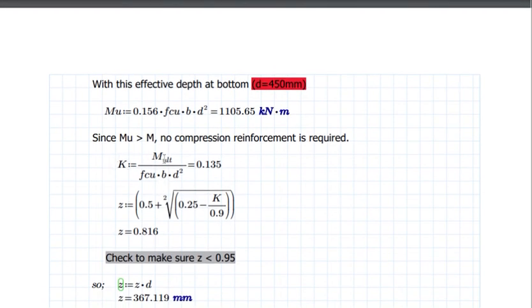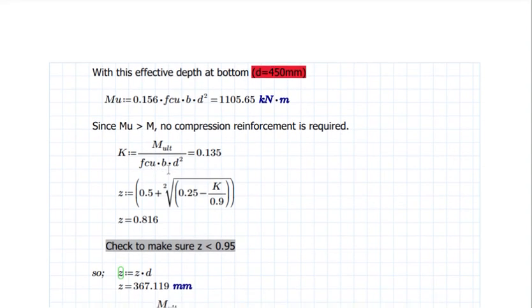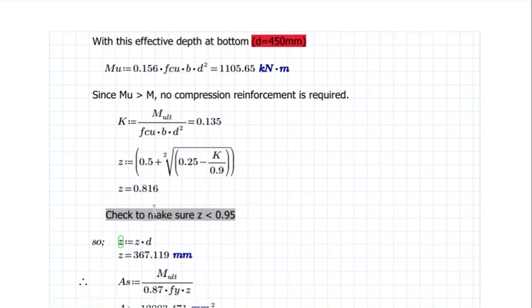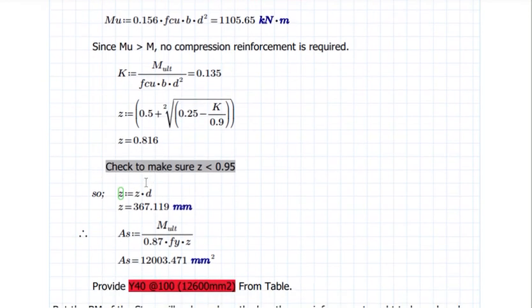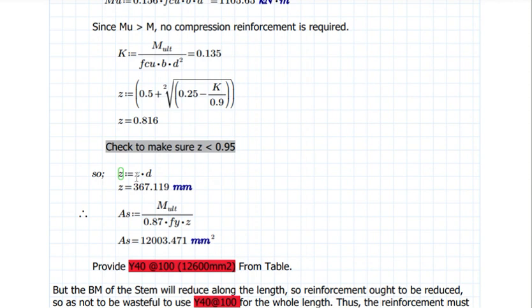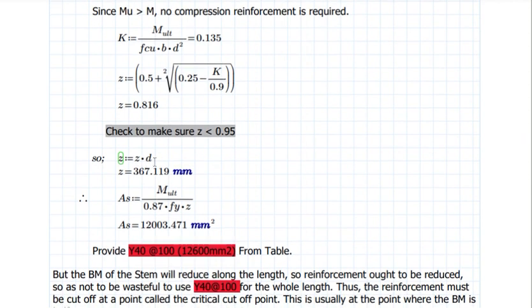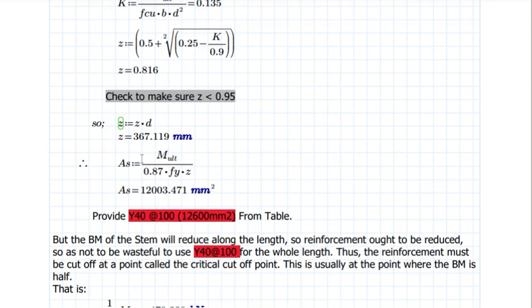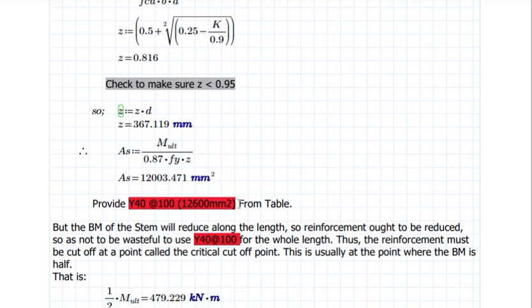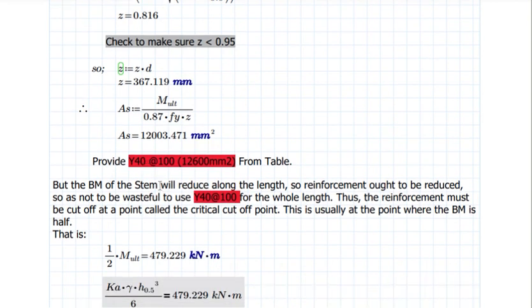So since MU is greater than M, design your reinforcements. K equals MU over FCU times B times D squared. Our B is a 1 meter strip, then our D, then getting your Z to be this. Remember, your Z must not exceed 0.95. This is just a check; you've checked this to be less than the limit, so you can proceed to multiply your Z by the depth to get the area of steel, which is 12,003 mm squared.